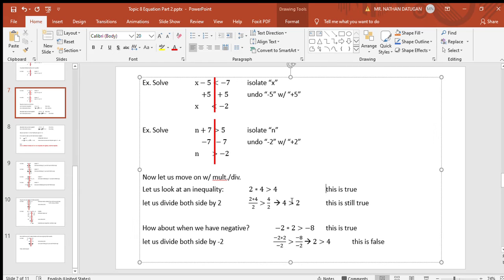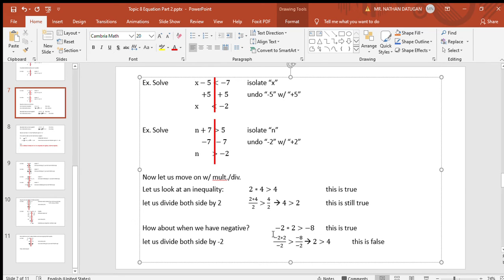Now, how about if we have negative? So we have negative 2 times 2 is greater than negative 8. What is negative 2 times 2? That's negative 4. And negative 4 is greater than negative 8. So this statement is true. So far so good, right?